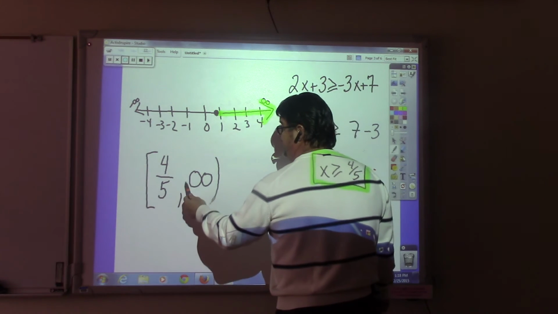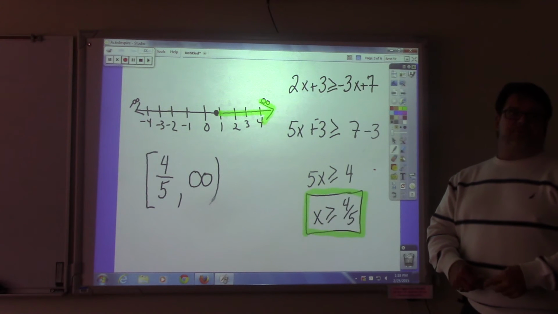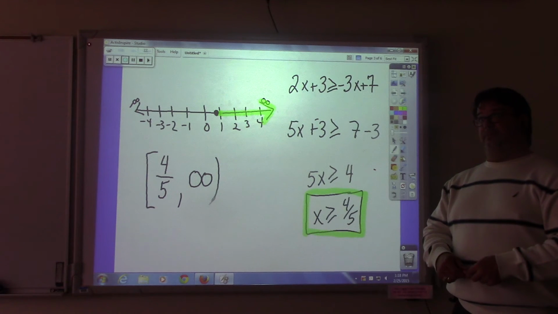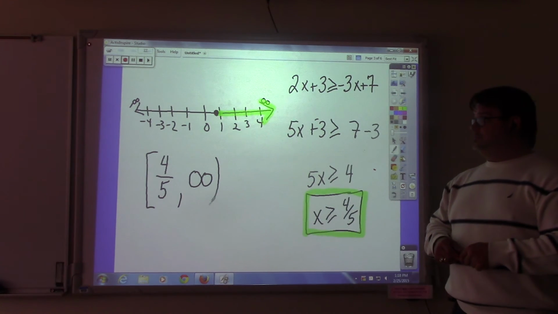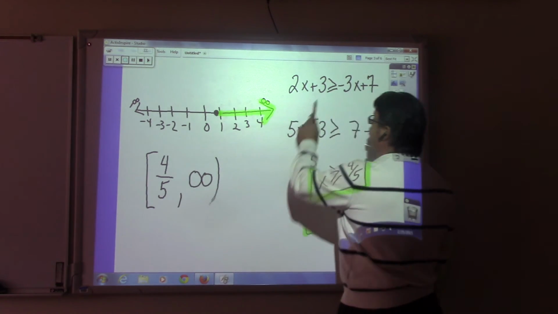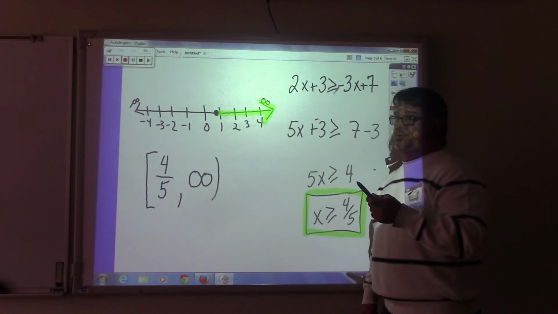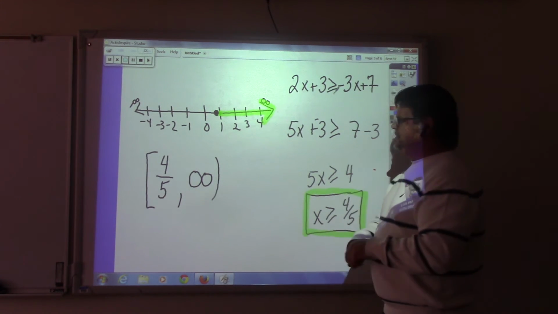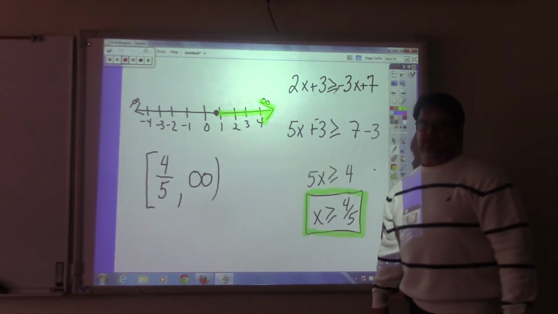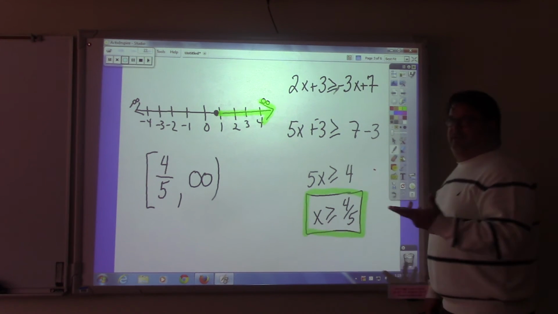Infinity. Means 4/5, 5/5, 6/5, 7/5, 8/5, 9/5, 10/5, 100/5, 200/5, it keeps going. Any number over 4/5 or equal to 4/5 can be used to make this true. I didn't say equal, did I? I said true. We said that 4/5 was like 1 1/5 or close to 1, like a 7/8 inch. It's close to 1. All right?